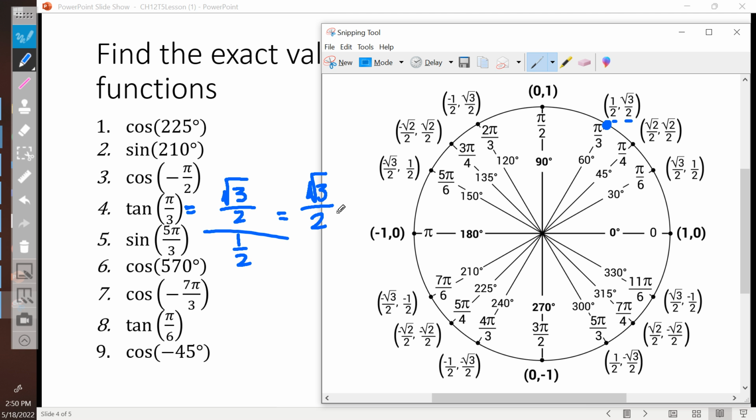Square root of 3 over 2 stays the same, but now I multiply it by the flip, by the inverse of the denominator, so multiply by 2 over 1. So the factors of 2 will cancel out, 2 on top, 2 on bottom, and I'm left with the square root of 3 on top and 1 on the bottom, which is just the square root of 3. So tangent of pi over 3 is the square root of 3.